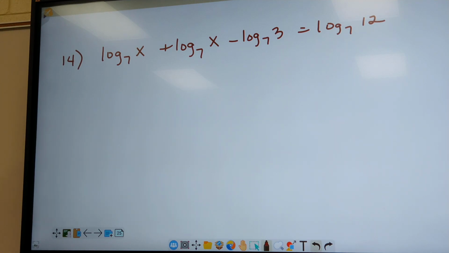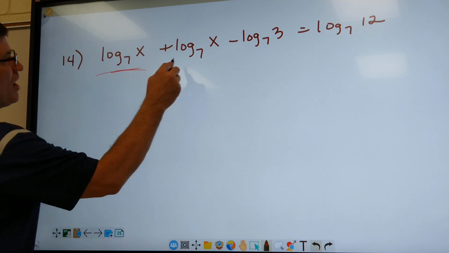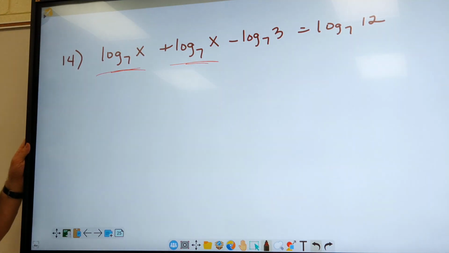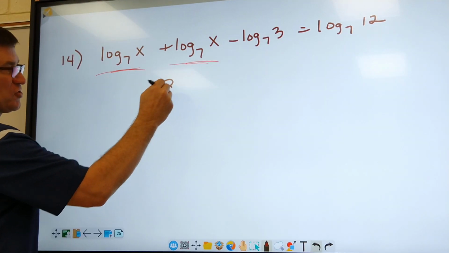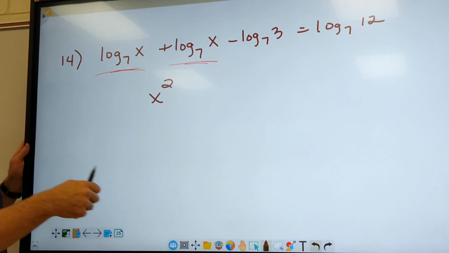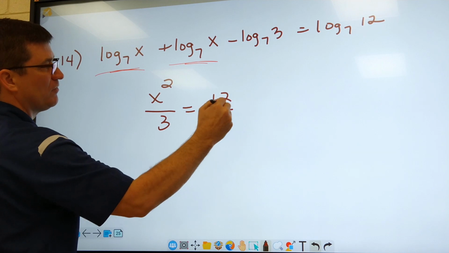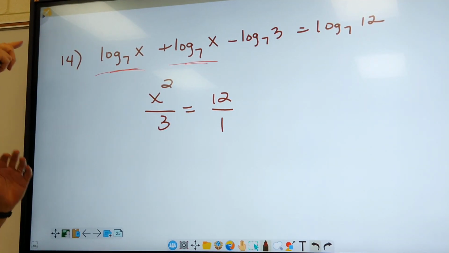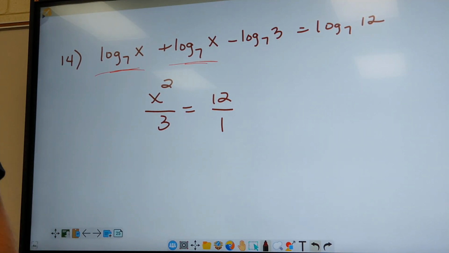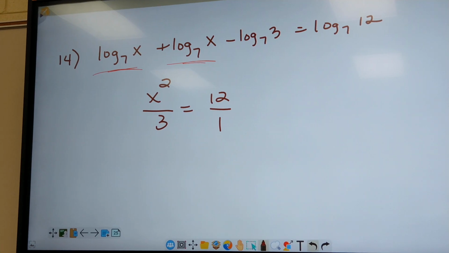All right, we're on 14. Kylie, help me on 14. What's going to happen with these two right here? They got a plus in between them, so I times them. That gives you x squared, and put it over the 3, divided by 3, equals 12. I'm going to do the 12 over 1 so I can cross multiply and do it that way.